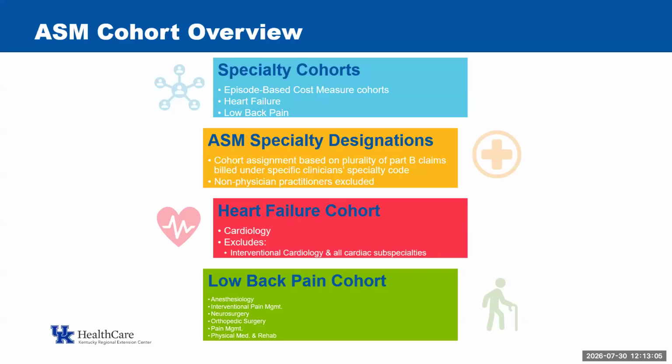Now, how does CMS pull that together? Well, it's based on your specialty designation. CMS is looking at your cohort assignment based on the plurality of Part B claims that are billed under a clinician's specialty code. Those are based on the claims that you're submitting throughout the year to the MAC, and those specialty codes get assigned.